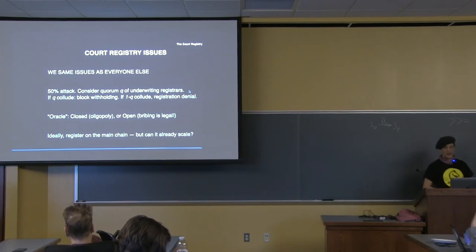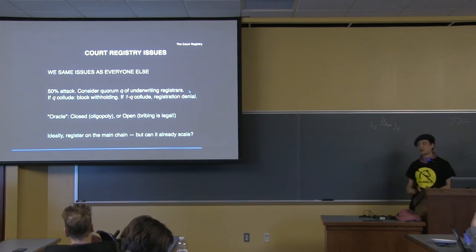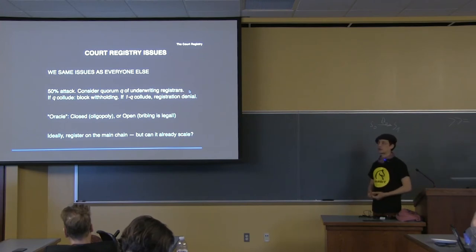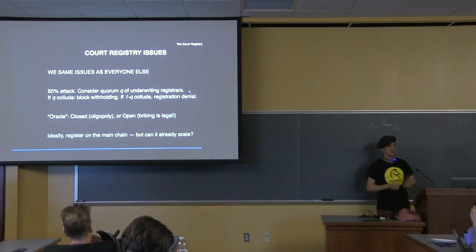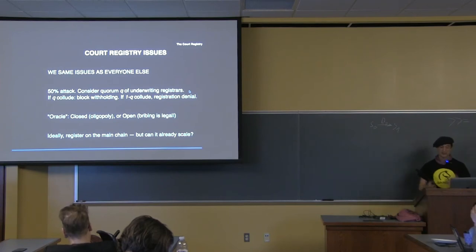So ideally, you could have the court registry on the main chain. But of course, that supposes that the main chain already scales. So maybe when Candida publishes its main chain that scales, we can do all the registry on the main chain. But until this happens, and until it's cheap, we need a separate court registry.